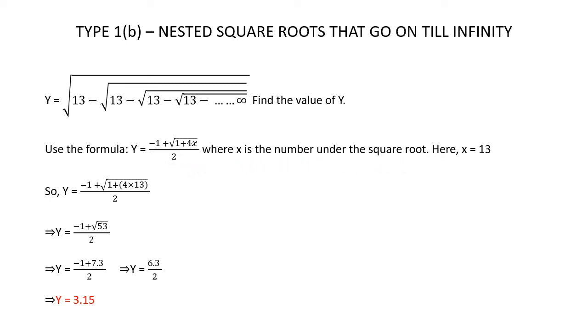Here, x is equal to 13. So, substituting the value of x in the formula, we have y is equal to (minus 1 plus root of 1 plus 4 multiplied by 13) divided by 2. 4 multiplied by 13 is 52, and 52 plus 1 is 53. So now you have y is equal to (minus 1 plus root of 53) divided by 2. Root of 53 is approximately equal to 7.3. So y is equal to (minus 1 plus 7.3) divided by 2, which is nothing but 6.3 divided by 2. So the value of y is 3.15.